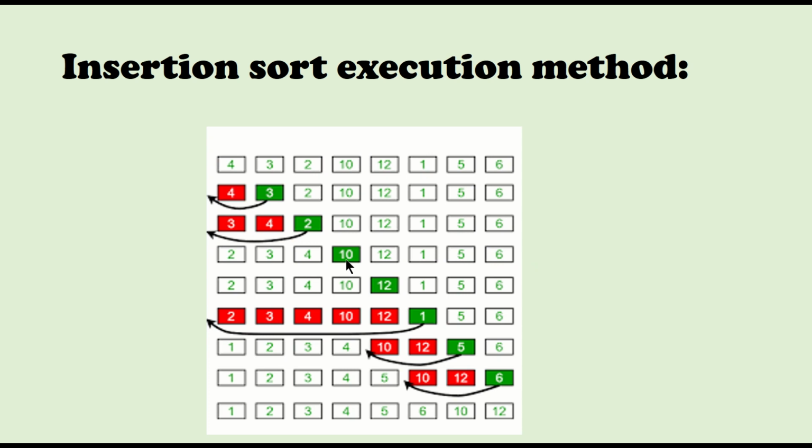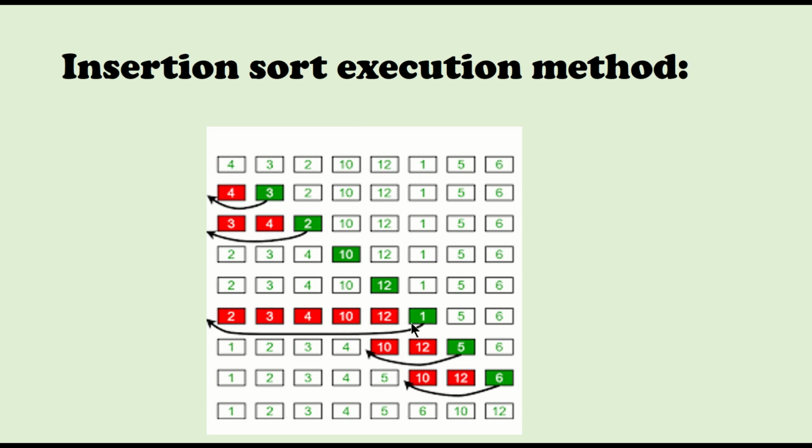Now take the next element 10. When you compare it with the previous element, it is already in a correct position. So we are not doing any change in the list. So here 2, 3, 4, 10 is a sorted list. Now I am going to take the next element. When you take 12, again it is in an appropriate place. No need of any change. So I am not doing any changes here. So here 2, 3, 4, 10, 12 is a sorted list.